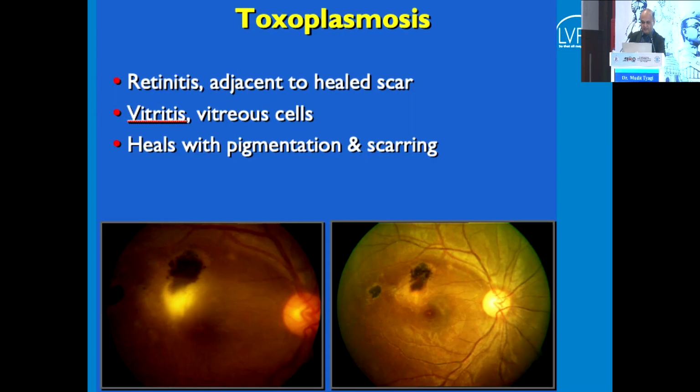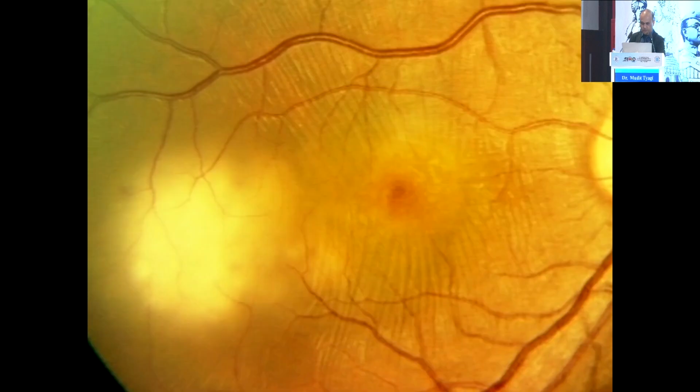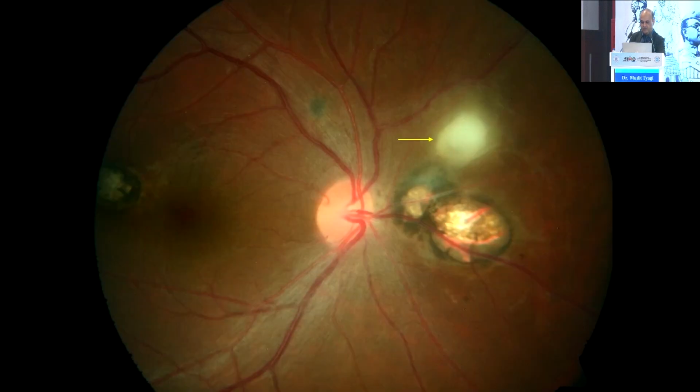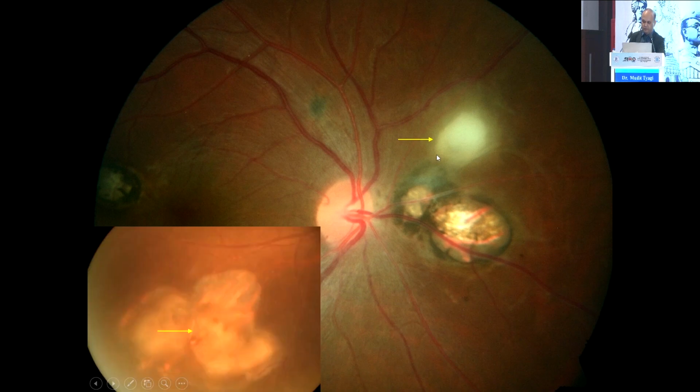So retinitis, and remember one of the other significant clues to identifying toxoplasma is the fact that a lot of times you will see it adjacent to a healed scar. So you see a scar and then you see a retinitis lesion adjacent to it, think of toxoplasma. So unifocal retinitis or lesions adjacent to a scar, like what you see over here. So you see this scar over here and then you see a retinitis lesion just adjacent to that. That's a clue to an ocular toxoplasmosis.